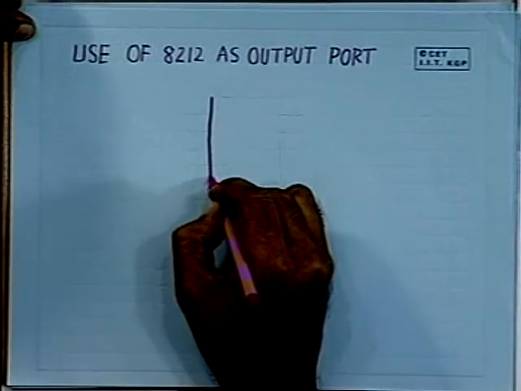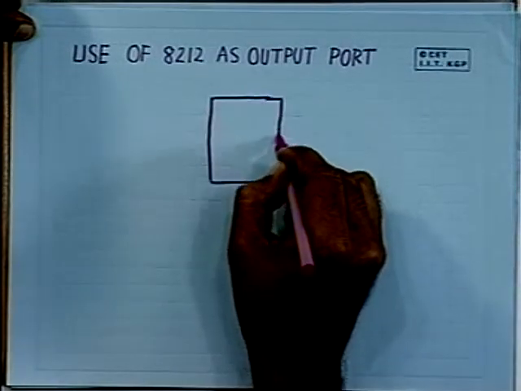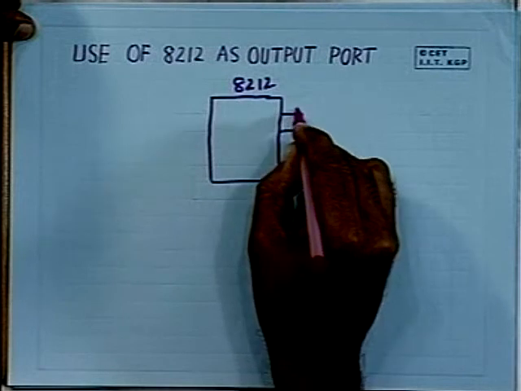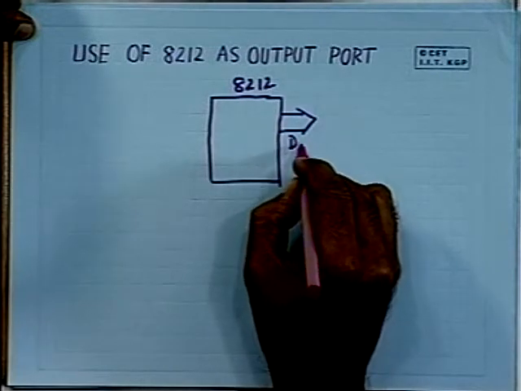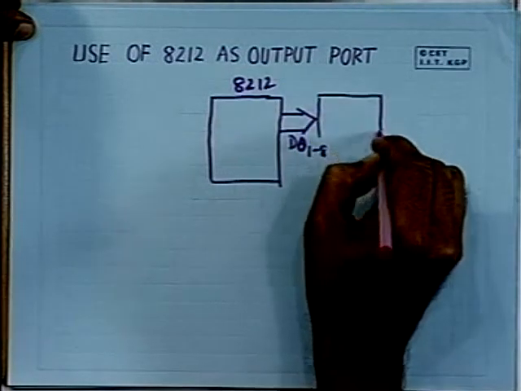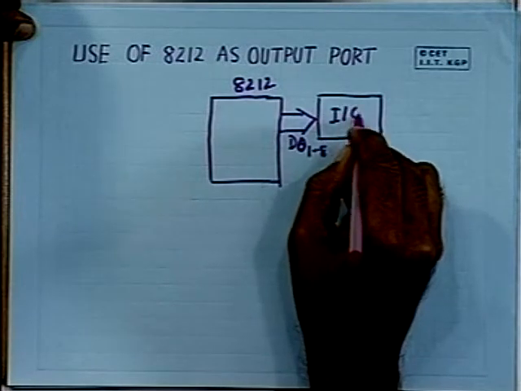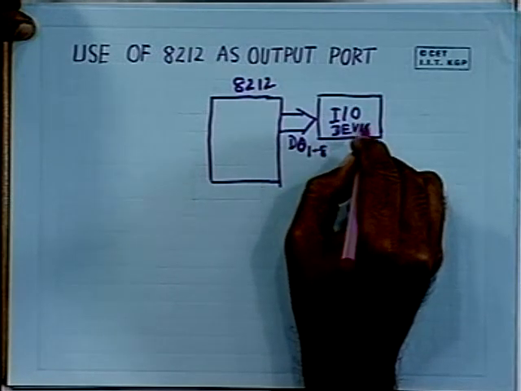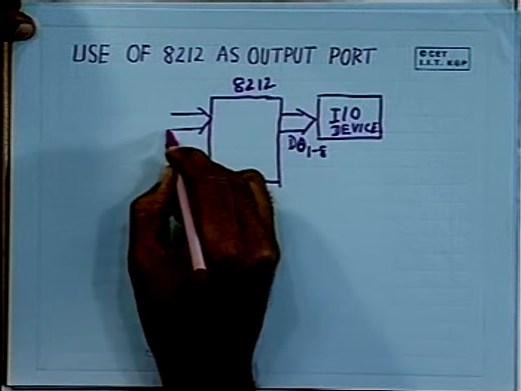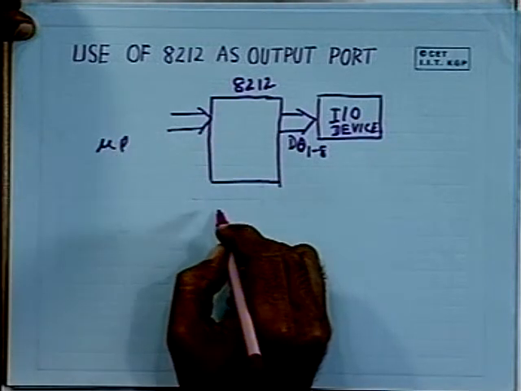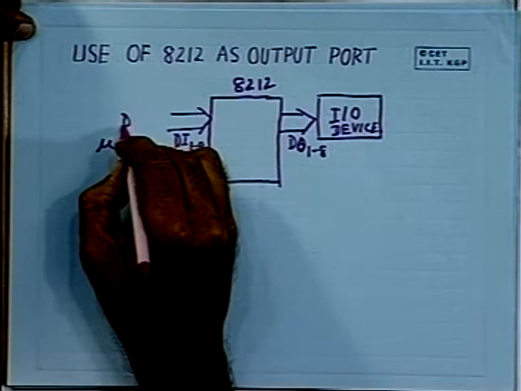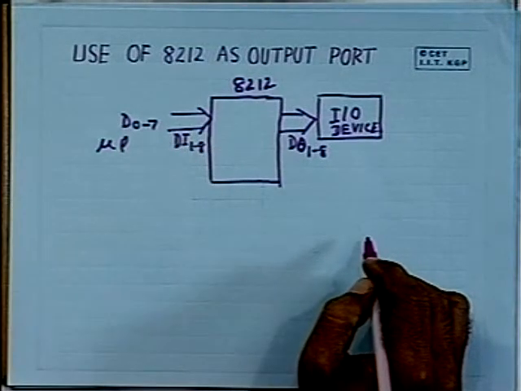So here is your 8212, and it is being configured as an output port. So this side, say DO1 to 8, will go to some IO device. On the other hand, the input side has to be connected to the microprocessor data bus. So DI1 to 8 has to be connected to, say, D0 to 7 of the microprocessor.